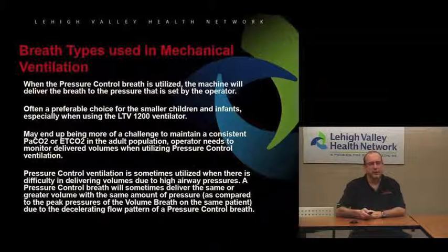If you decide to switch to a pressure control, the easiest way to do it is to go to your peak inspiratory pressures, and maybe start just a little bit lower or right about there for your pressure control, and then you'll just have to monitor your tidal volumes to see what you're actually delivering.